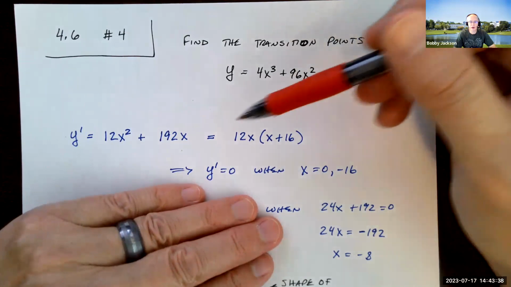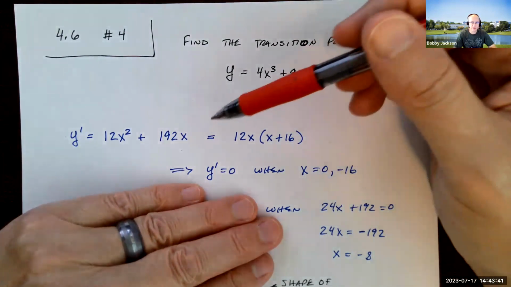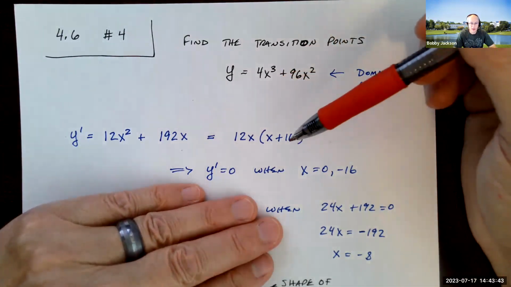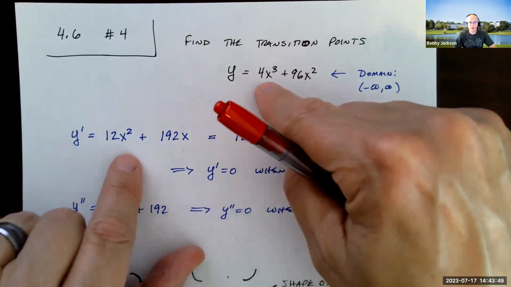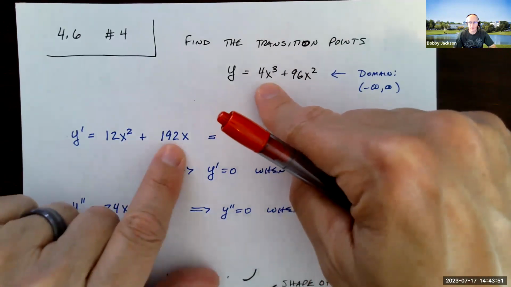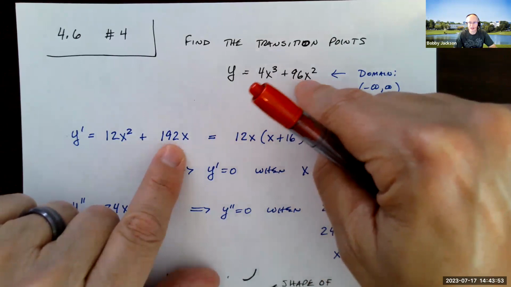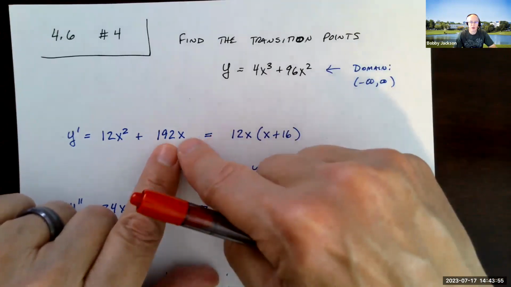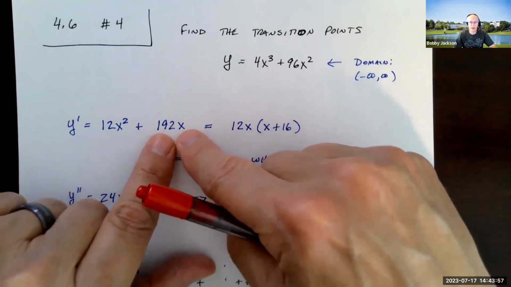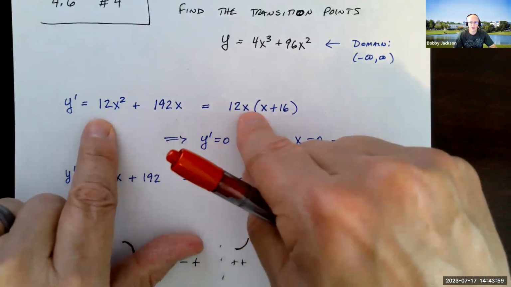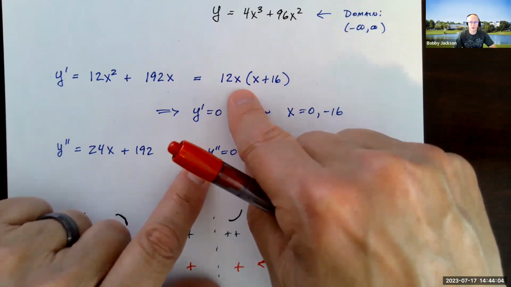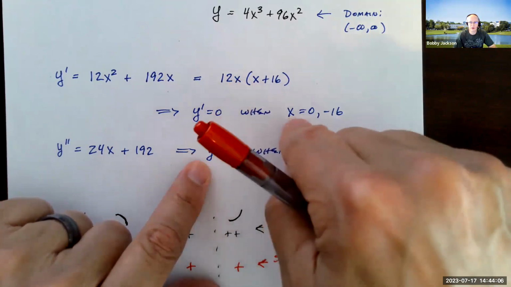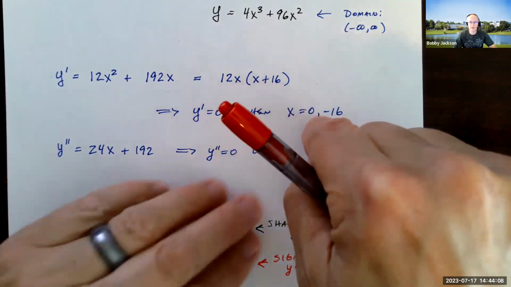Well, first derivative, right? And we're going to do a sign check, obviously, on the first derivative using the first derivative test to determine if we have indeed local max or local min. So the derivative of 4x cubed is 12x squared. Derivative of 96x squared, bring the 2 down, 2 times 96 is 192 times x. I'm going to factor out a 12x from that, leaves x plus 16. And so our first derivative is 0, obviously, when x is 0 or when x is negative 16.